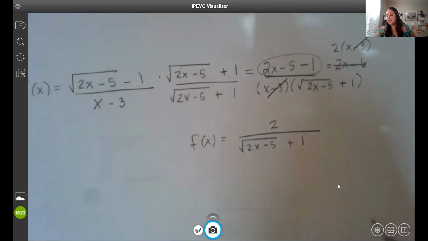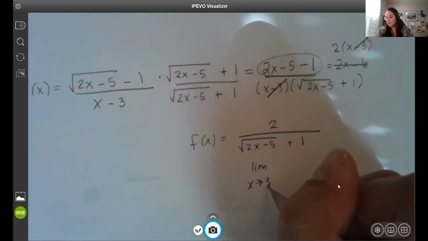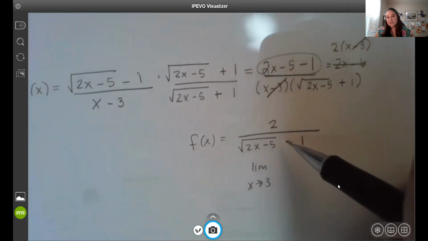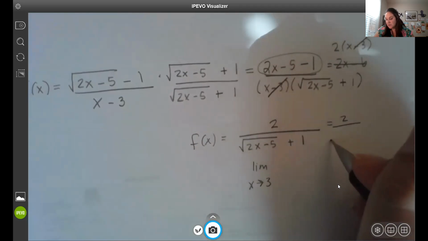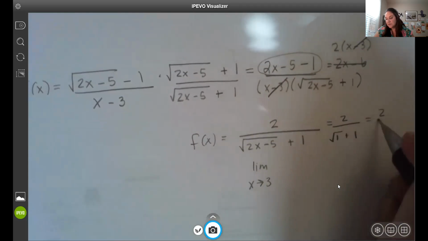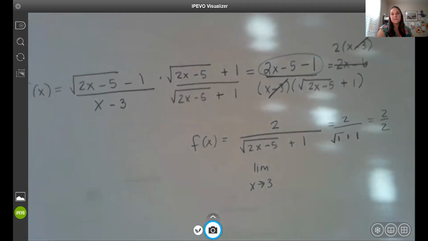The question is, now am I able to let the limit go to 3? And the answer is yes. This feels familiar to me. The numerator is 2. The denominator is going to be root 1 plus 1. And that's going to give me 2 over 2. Again, it's not asking me directly what the limit is. It's just asking me to talk through the process of what I would do.